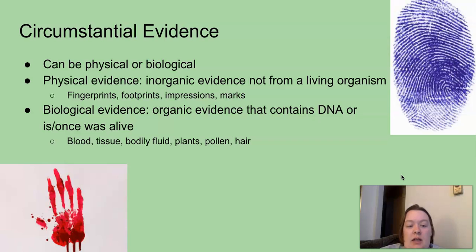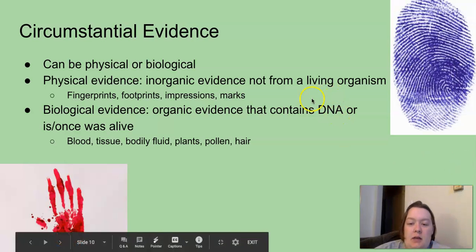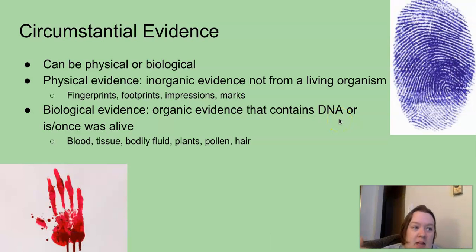Biological evidence is organic evidence that has DNA or was once alive, so blood, tissue, bodily fluids, plants, pollen, hair, all of these things have living cells. They are biological. And again, circumstantial. Please note, DNA is circumstantial. I could have been at the scene of a crime weeks before it happened and left DNA somewhere and not have been involved in the crime. Circumstantial.